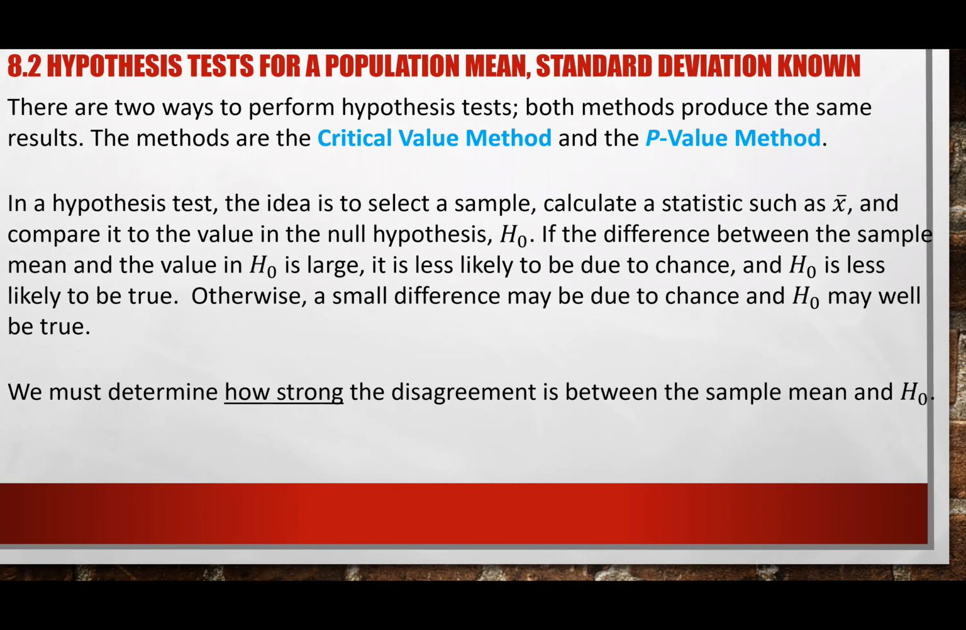For our book, the null hypothesis always contains an equal sign, and the alternate hypothesis is mostly where your claim is, right? Where you want to test something, where you want to find something, right?